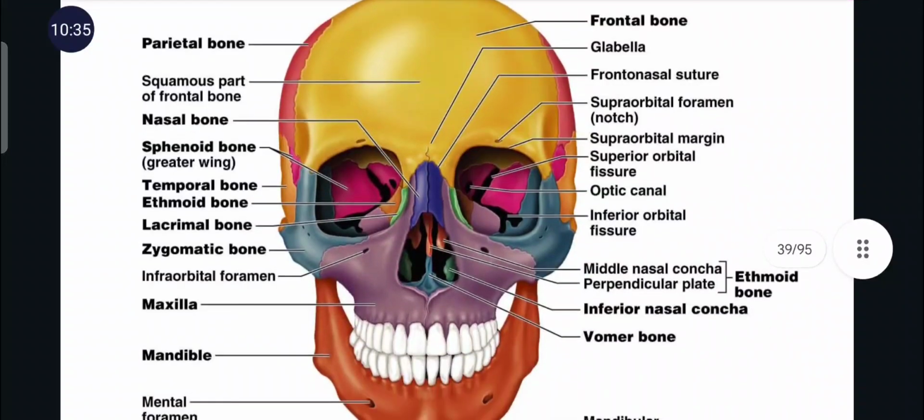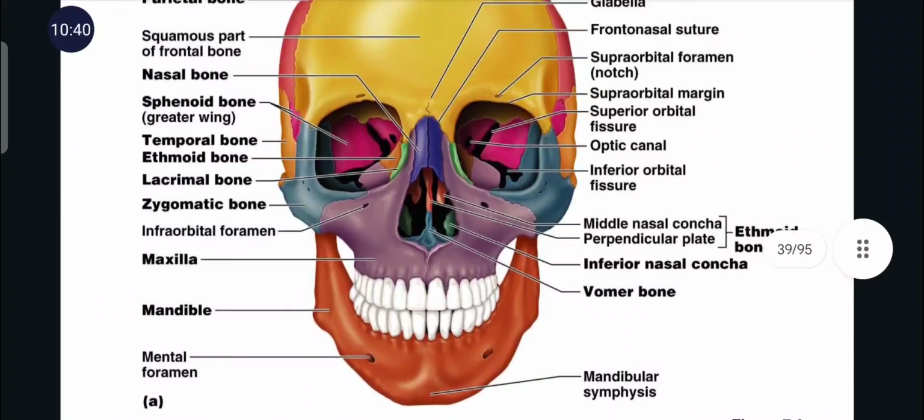So these are the bones of the face, wherein you will find zygomatic bone, lacrimal bone, vomer, mandible, inferior nasal conchae, lacrimal bones, zygomatic bones, vomer, etc.